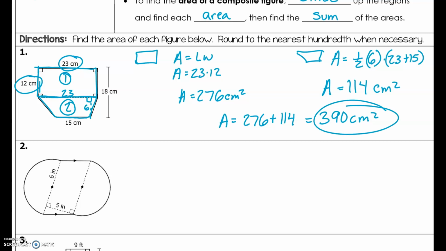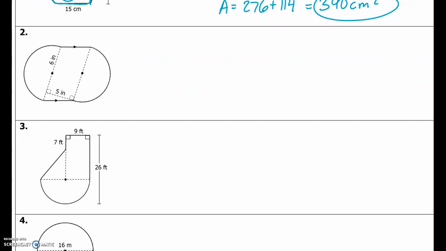All right, let's go ahead and take a look at number 2. Number 2 is a little different because I noticed that there is a semicircle here and another semicircle here. So if I have 2 semicircles and I put them together, I would just end up with one large circle. So that's going to be my first shape. Okay, one shape together. Now the next one is going to end up being the parallelogram attaching those 2 semicircles.